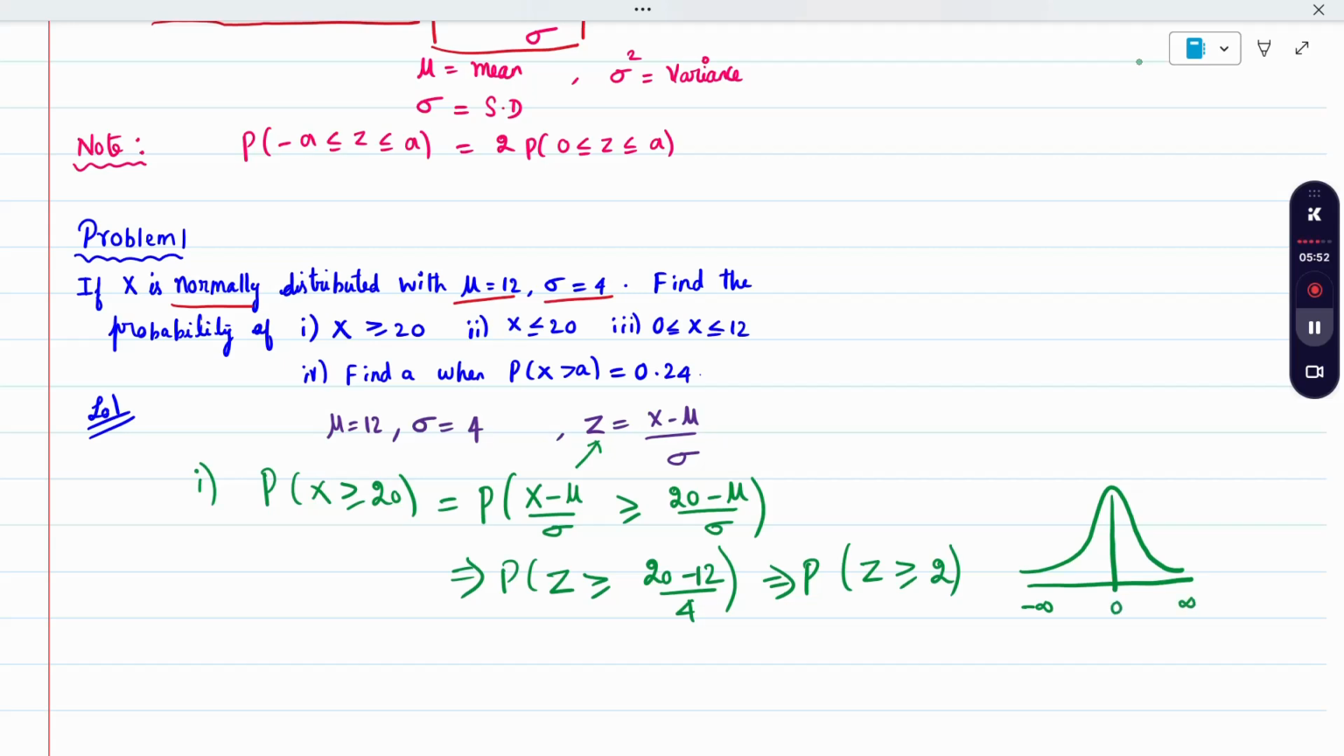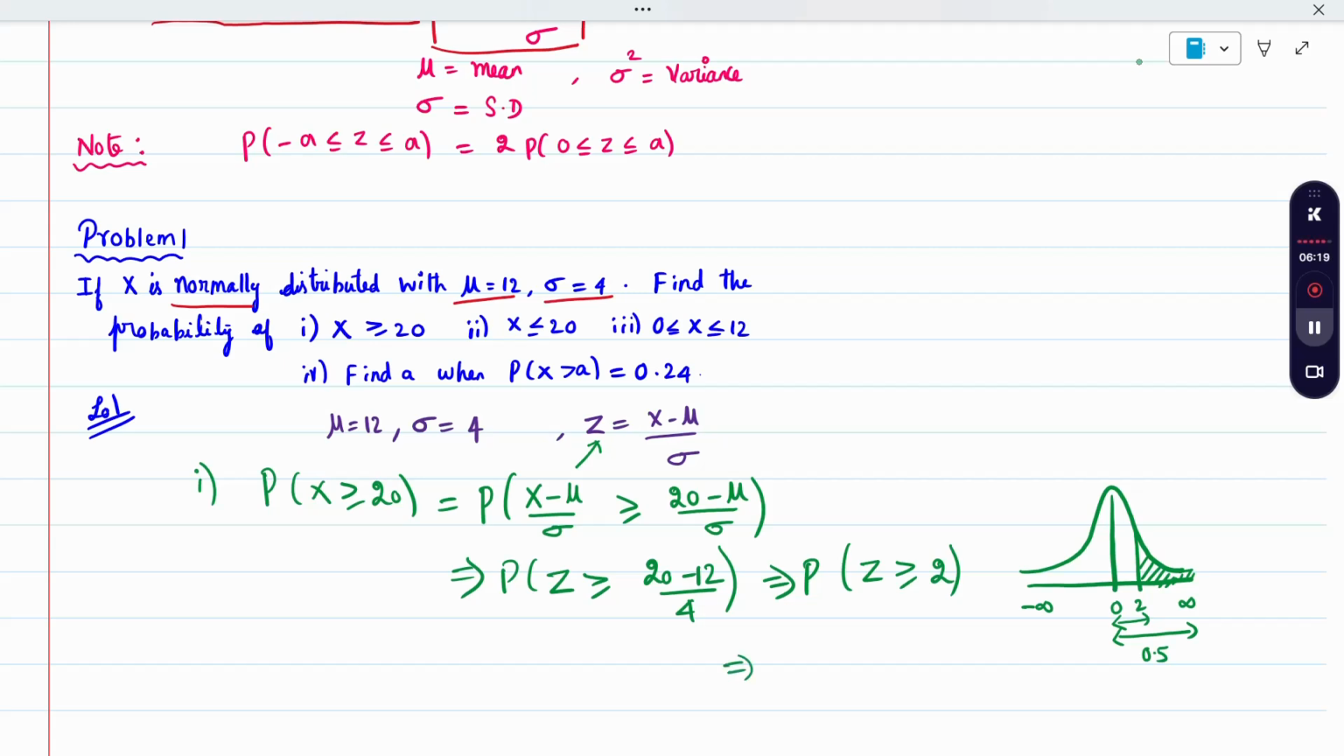This is 0. Z greater than or equal to 2. So somewhere 2 here means this is our region. You have to shade the region, not simply write it. This is the way. 2 to infinity is what is asked in the question. We know that half of the diagram is 0.5. 0.5 minus this region 0 to 2. When I subtract it, I will get the region 2 to infinity.